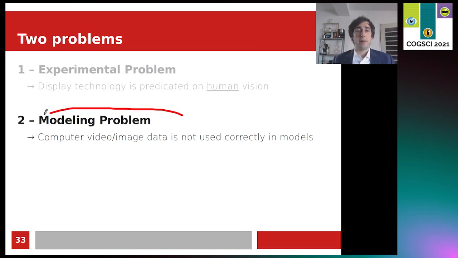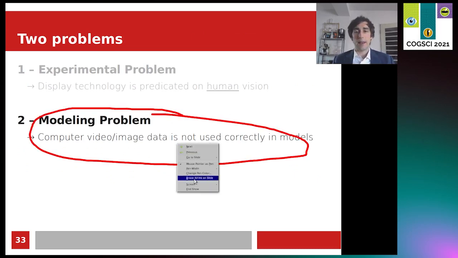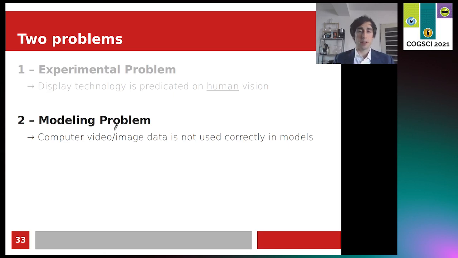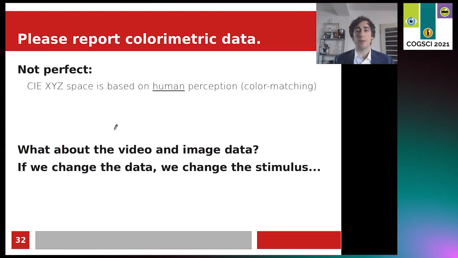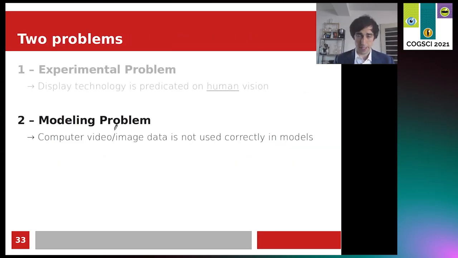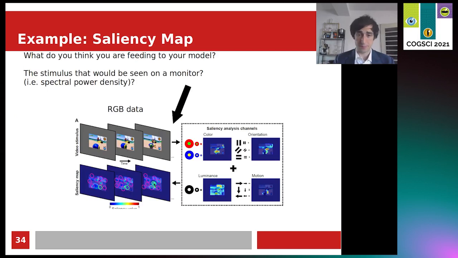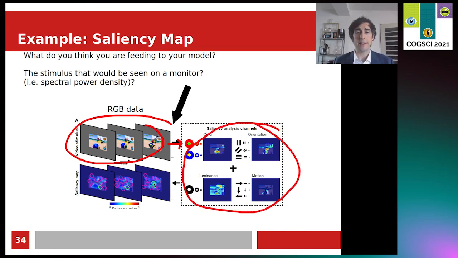So this leads us to the modeling problem. And this is basically how data is represented in the computer. Of course, in your computer, it's not represented in XYZ space. It's represented in pixels, R, G, and B, which is actually implicitly usually in what's called standard red, green, blue. And this caused a problem. I sort of made a mistake or an implicit assumption when I was feeding this video data to my saliency map model. I did not convert this in any way.